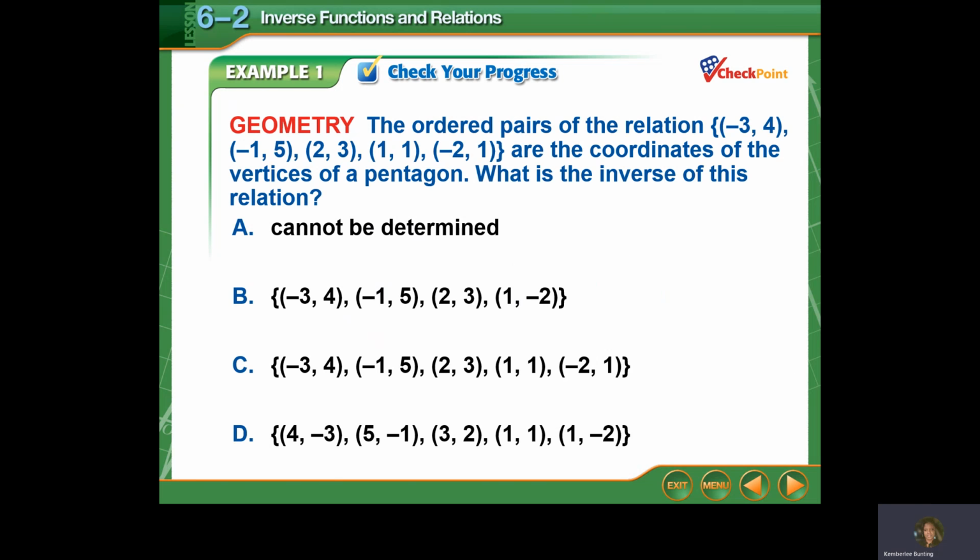All right, so very quickly on your own, the ordered pairs of the relation (-3, 4), (-1, 5), (2, 3), (1, 1), and (-2, 1) are the coordinates of the vertices of a pentagon. What is the inverse of this relation? Gotta be D, because B and C start off with the same point, don't they? Gotta be D. Okay? Any questions or concerns about this? Pretty simple, right? With the points.